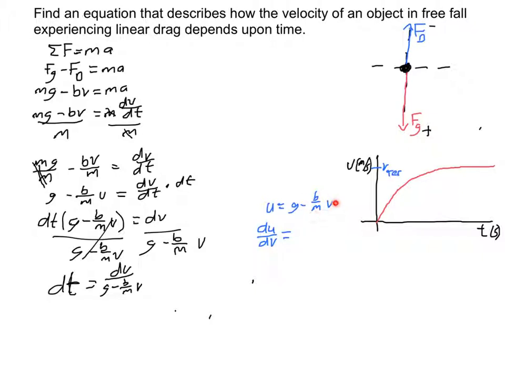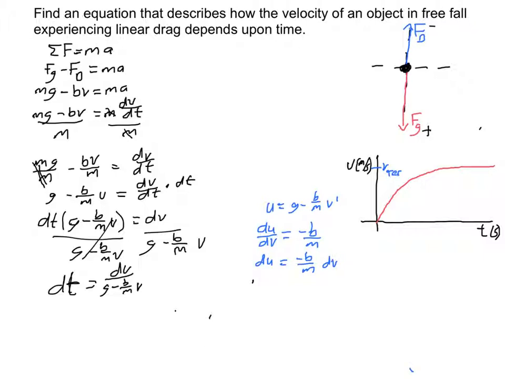The derivative of this part right here, well, this is v to the first power, right? So this becomes now just minus b over m. That's all I'm left with, minus b over m. Multiply the dv to the other side. du equals negative b over m dv.